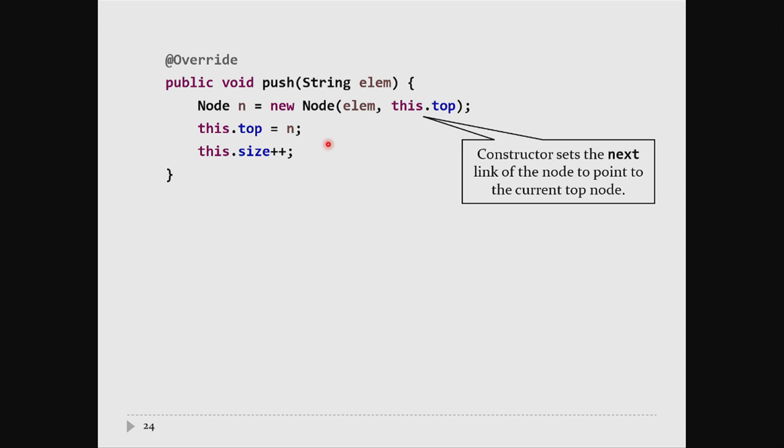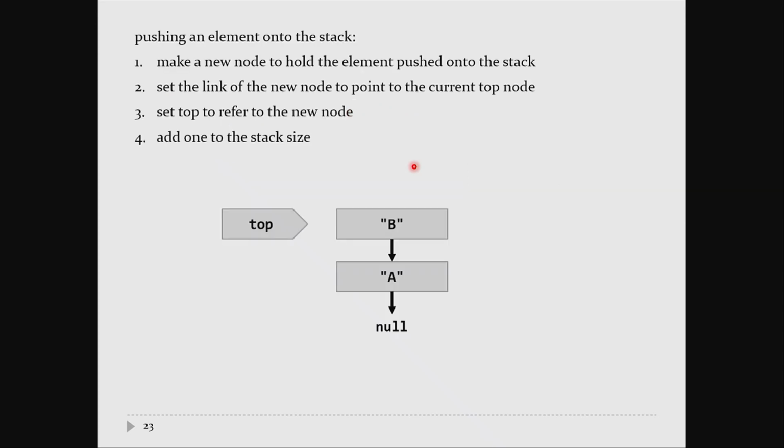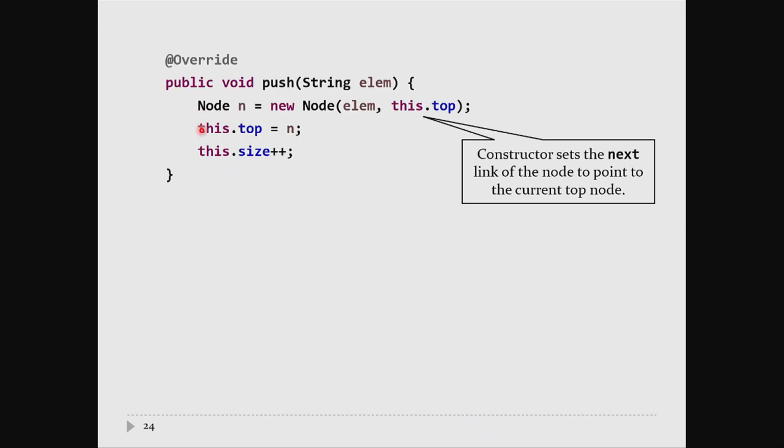Make a new node, so call the constructor. Store the element in the node, and make the node's next reference point to the current top of the stack. So the constructor sets the next link of the node to point to the current top node. So that's steps 1 and 2. Step 3, set top to refer to the new node. So this top equals n. Step 4, add 1 to the stack size. This size plus plus, and away you go. You're done. So this is very easy to do once you get your head wrapped around what a node is.